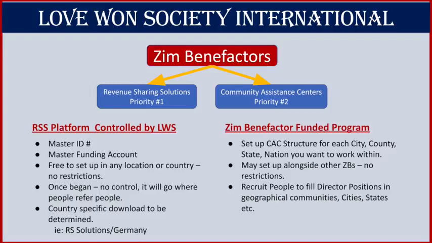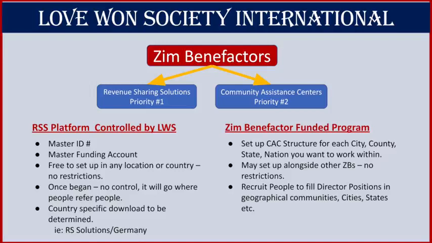Revenue Sharing Solutions will be the website. So it's not a .com, it's a .solution. So we call it the RSS program, Revenue Sharing Solutions, but it's revenue sharing .solutions to get into the platform.